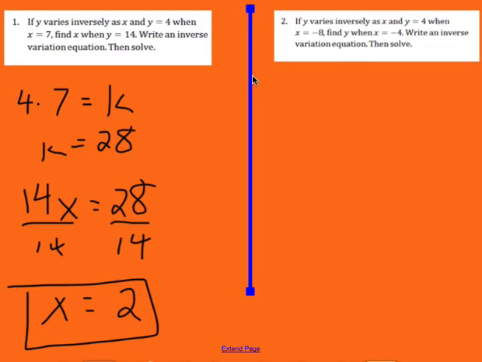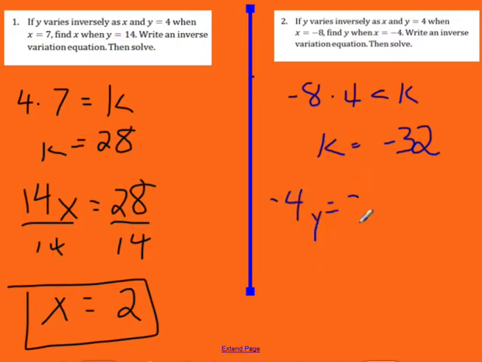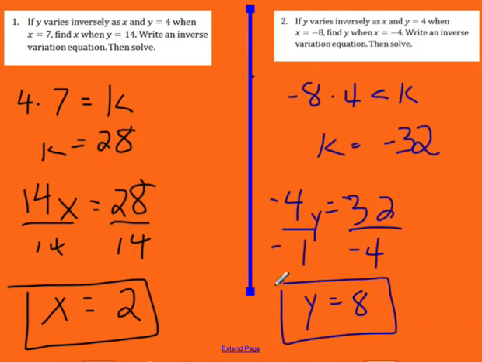Next, let's take a look at number 2. If y varies inversely as x and y is equal to 4 when x is equal to negative 8, then negative 8 times 4 is equal to our k. So our k is equal to negative 32. Then it says find y when x is equal to negative 4. So we have that negative 4 is multiplied times our y, and that also has to equal our k. We're going to divide both sides by negative 4. Negative 32 divided by negative 4 gives us a positive 8. So here I get that y is equal to 8.